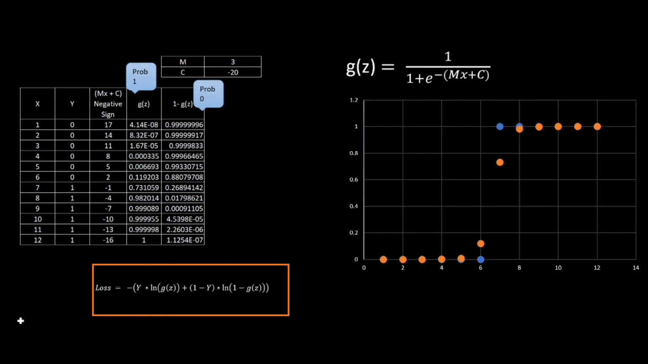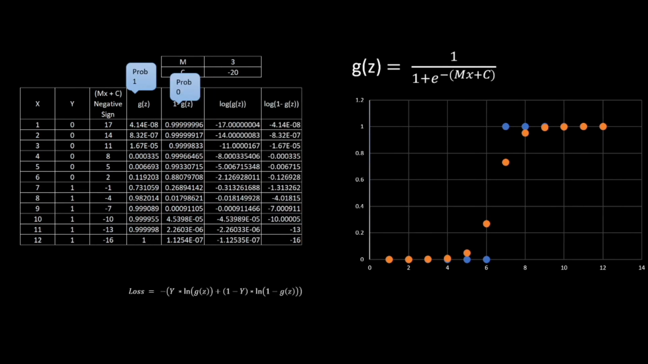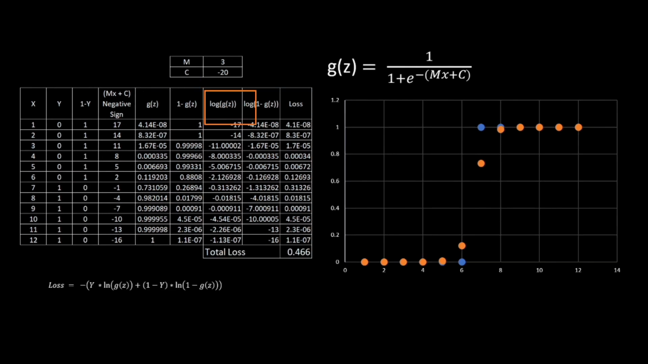Now you might be thinking how this loss will be minimized when we are giving the correct prediction. I'll get into that when we calculate the value of these logs, and then we'll be applying this minus sign which is on the outside of this function. Now in the loss function we actually have the log base e, or the ln, so we calculated the ln of both gz and 1 minus gz.